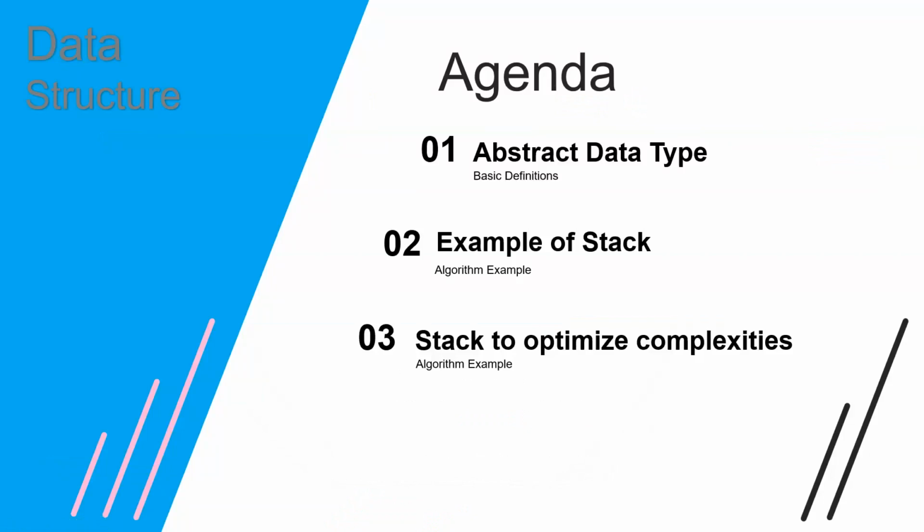In this chapter, we are going to discuss the abstract data type. You already know about the abstract data type from when we learned about object-oriented programming. And we are going to learn some examples about the stack, and also another example to see how stack can optimize the complexities.